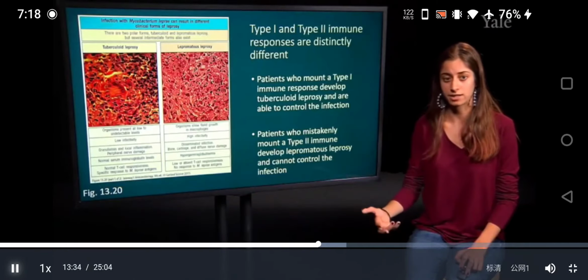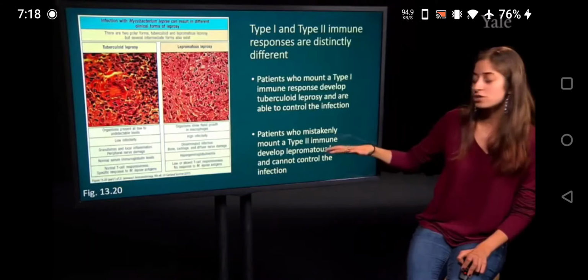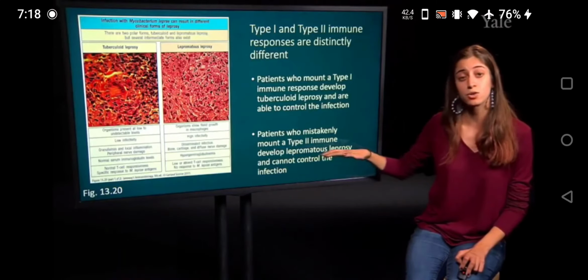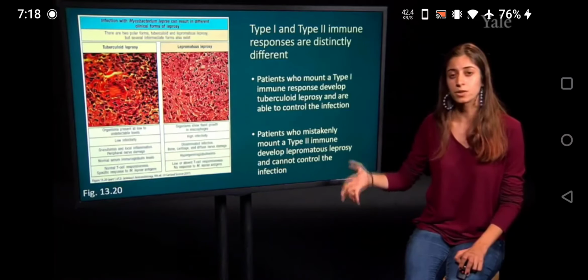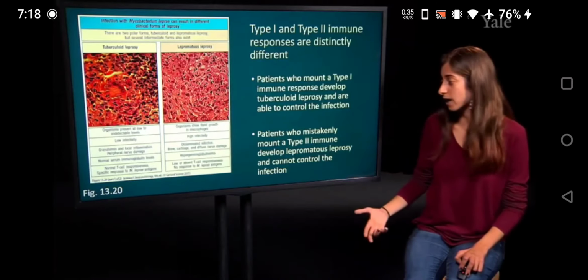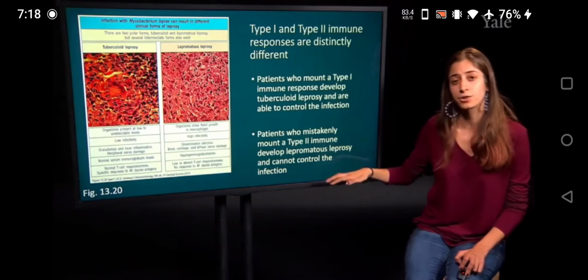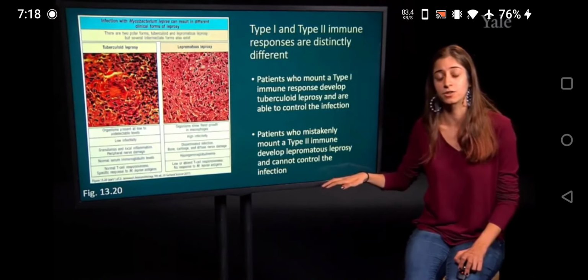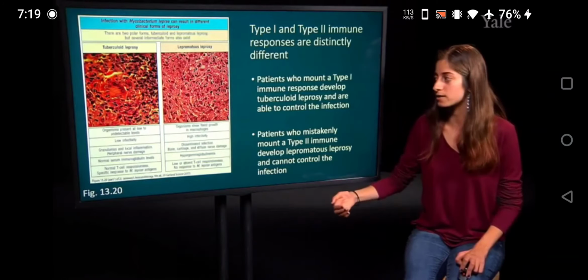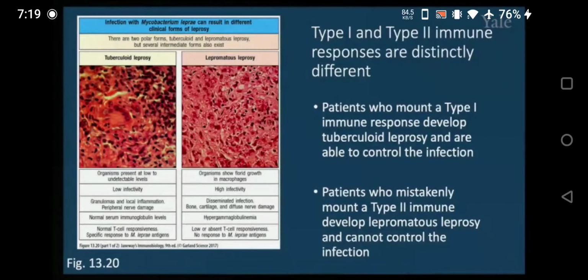However, patients who mistakenly activate a type 2 response, something that is more suited for responding to helminths or parasites, develop a disease called lepromatous leprosy and cannot control the infection as well as the patients who mount the appropriate type 1 response. These patients have organisms or bacteria that show much growth in the macrophages. The bacteria is highly infectious in these patients. There's disseminated infection as well as extreme damage, not only in the nerves, but also in the bone and the cartilage.